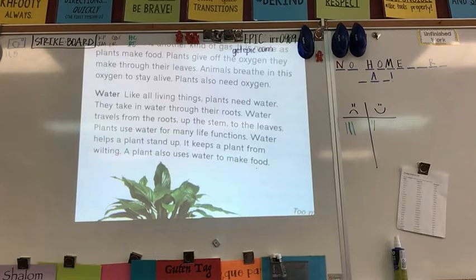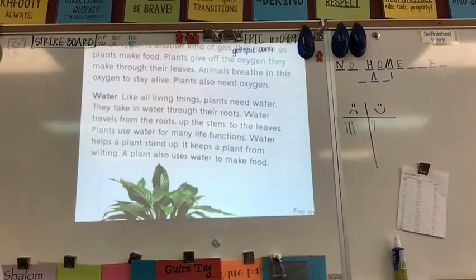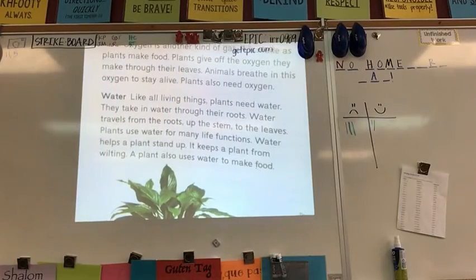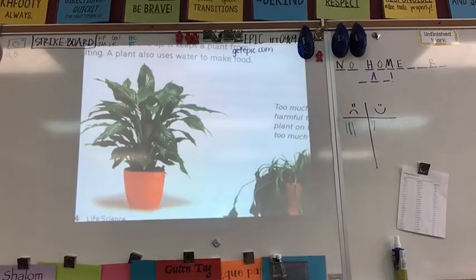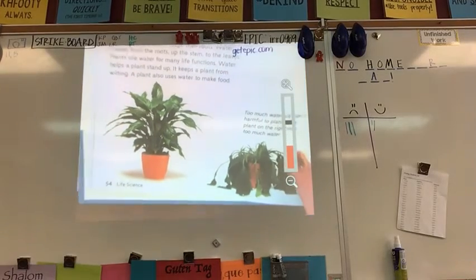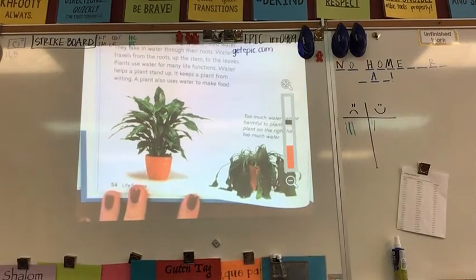Plants use water for many life functions. Water helps a plant stand up. It keeps a plant from wilting. And a plant also uses water to make food. However, would you all look at the pictures at the bottom of page 54? This is something that my husband needs to learn. He started trying to water my plants to be helpful, and he's giving them too much.